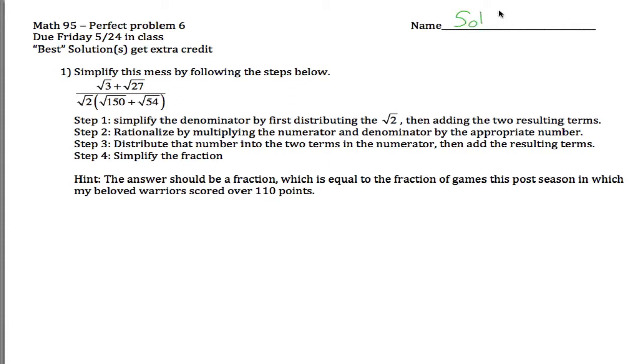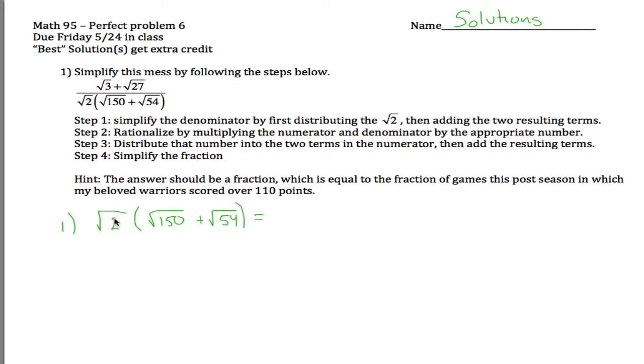Okay, here are solutions for perfect problem 6 for Math 95. We're given this big mess and have to simplify it. It even takes you step by step. Step 1 says to simplify the denominator by first distributing the square root of 2. In other words, square root of 2 times the square root of 150 plus the square root of 54.